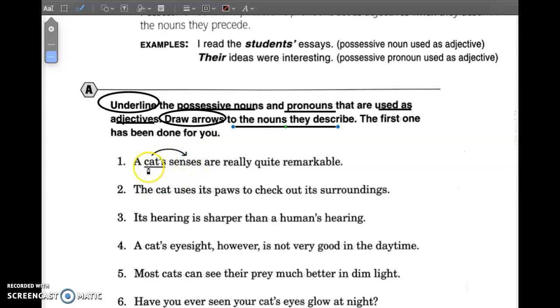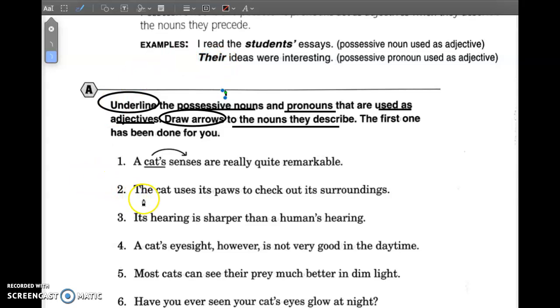So we underline the possessive nouns. Remember, possessive nouns always have an apostrophe. Pronouns don't always have the apostrophe. Remember, their, your, his, her. Those do not have an apostrophe. Possessive pronouns, unfortunately, don't. But possessive nouns always do. So take a look and try to find the apostrophes in the sentences to help you narrow down what could be the possessive noun. If you don't see one, then you're probably going to have a pronoun in the sentence that you need to find.